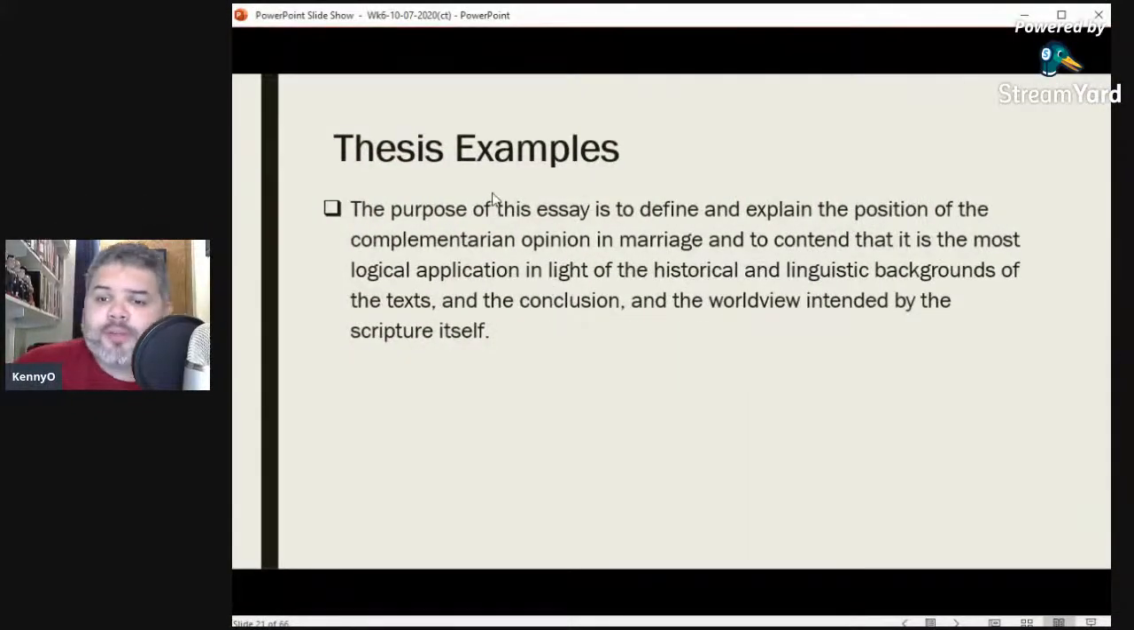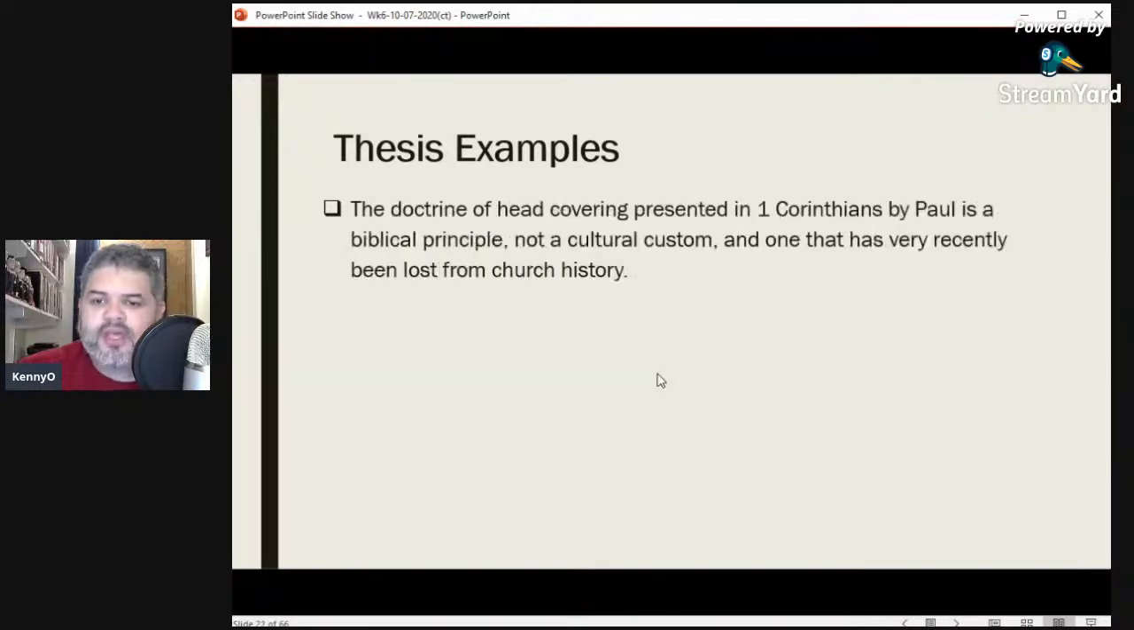Another thesis statement: the purpose of this essay is to define and explain the position of complementarian opinion in marriage and to contend that it is the most logical application in light of the historical and linguistic backgrounds of the text and the conclusion and the worldview intended by the scripture itself. Basically, this person is saying when we study scripture, complementarian opinion in marriage is the right one. That's the thesis of this paper. Again, you can disagree, that's fine, but I'm just highlighting that the thesis statements are good.